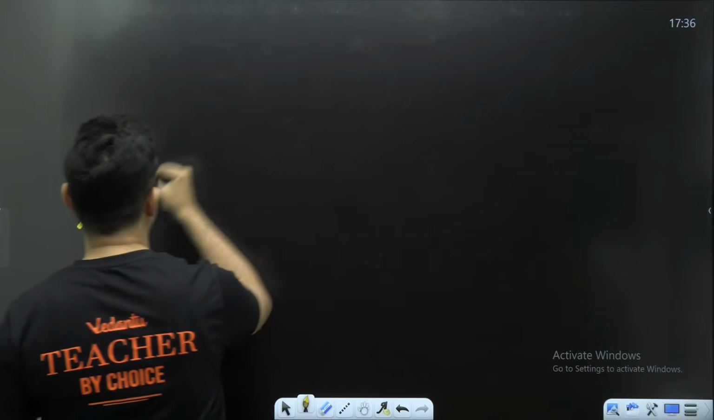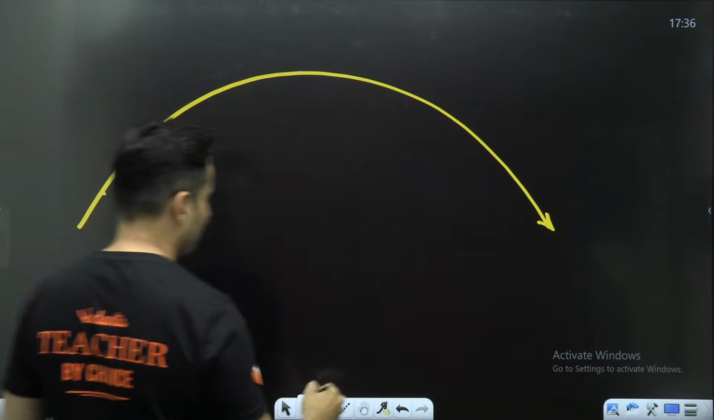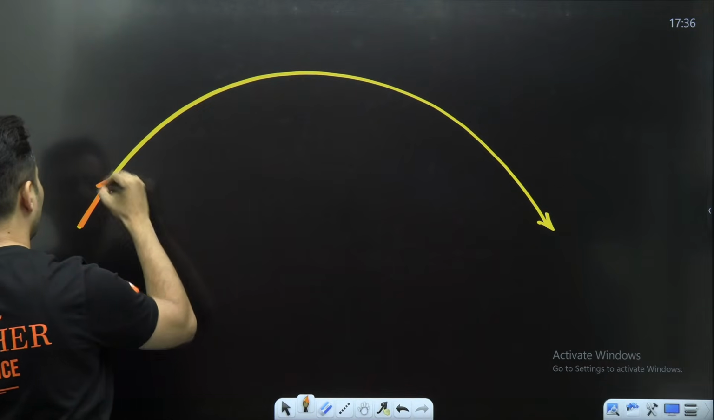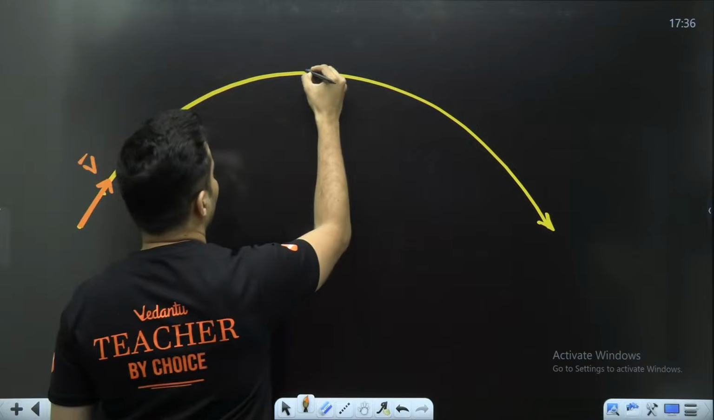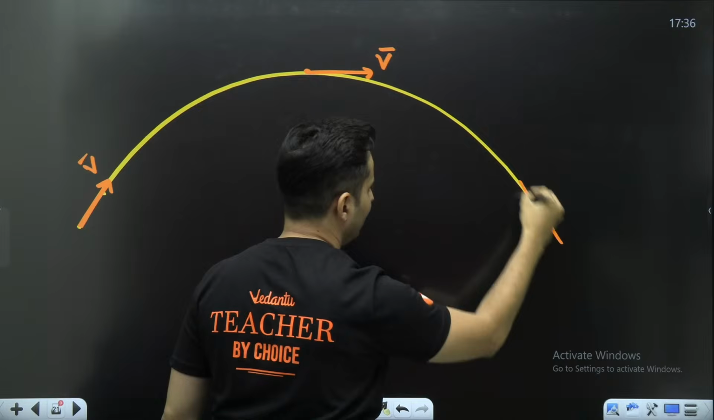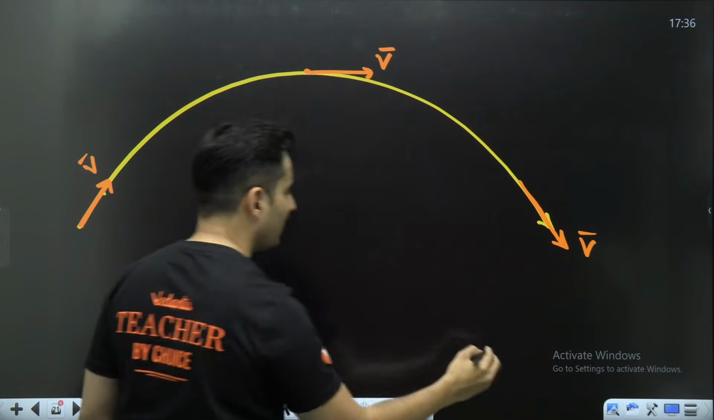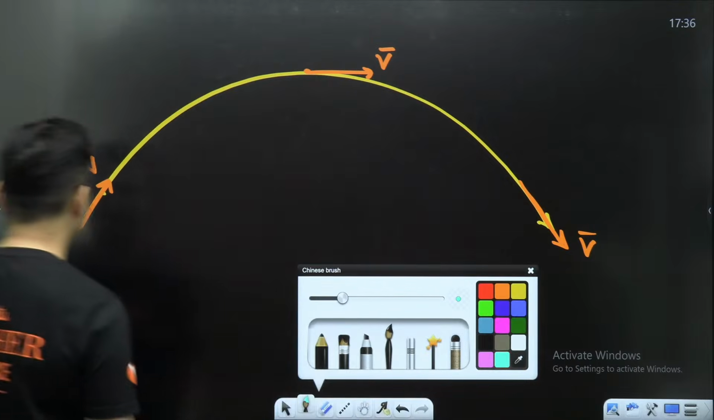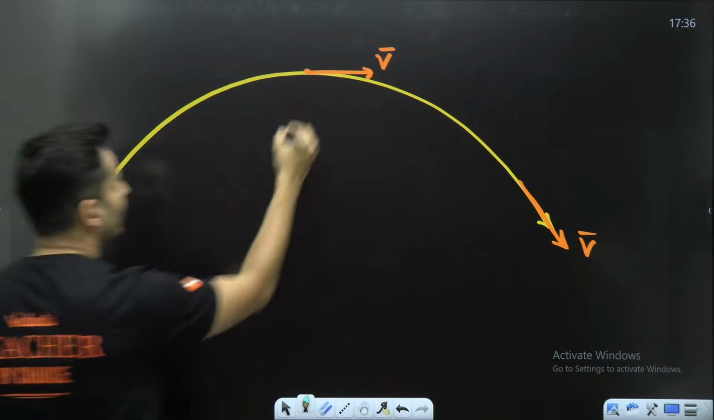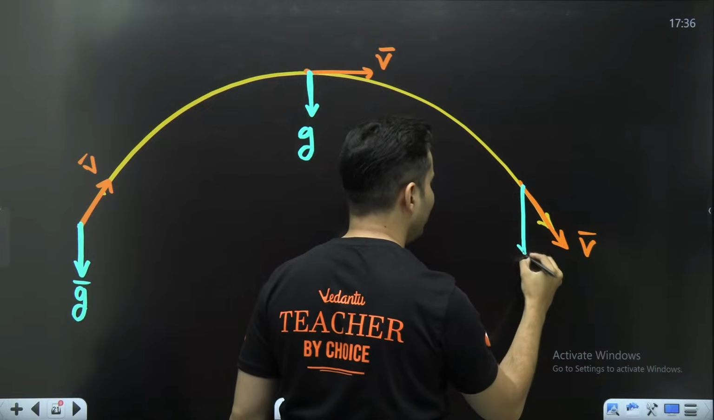I'll show this to you by a simple example. Imagine you take a ball and throw it at an angle. The ball goes like this. If you notice here, the velocity is in this direction. At this point, the velocity is in this direction. At this point, the velocity is in this direction. But throughout the journey, one thing is common, and that is acceleration, which is always going to be downwards. G vector, your acceleration due to gravity, is always going to be downwards.